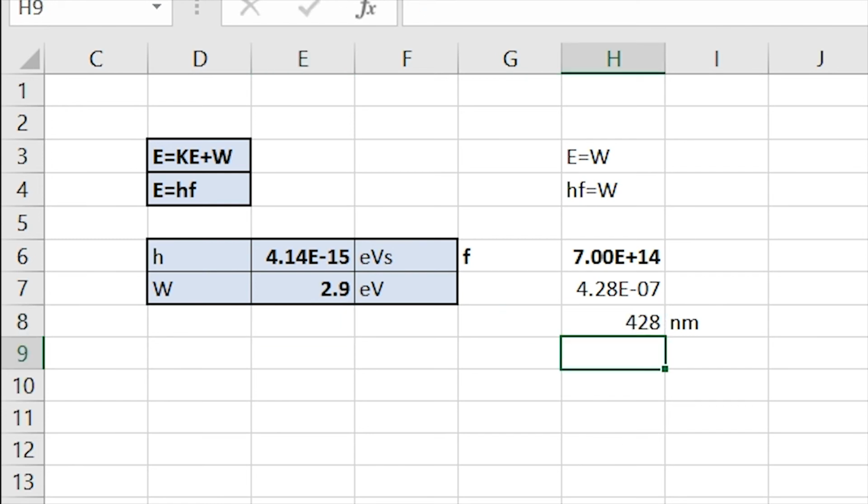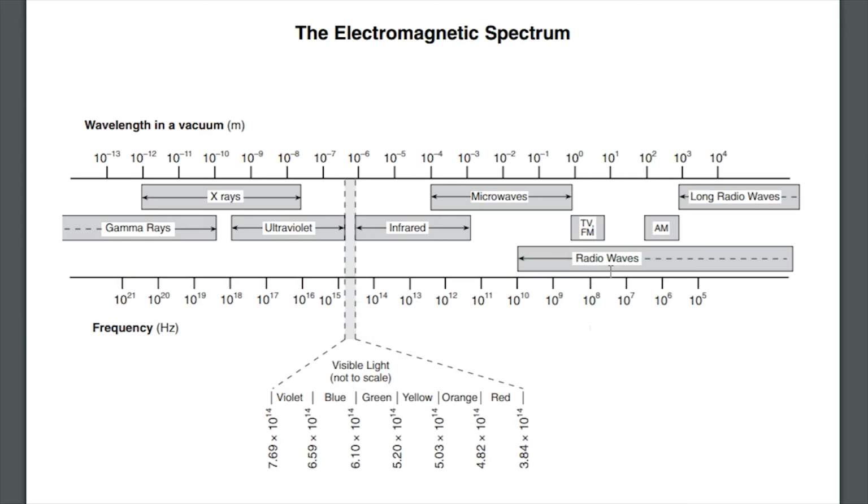And so if we look at the electromagnetic spectrum from our reference table, we find that 7 times 10 to the 14th hertz falls somewhere in this violet band. So we're going to need violet light in order to have the electrons overcoming that work function. And anything that is more violet-y than violet, namely ultraviolet, is going to work. Anything less, blue, green, yellow, orange, red, infrared, those aren't going to work.